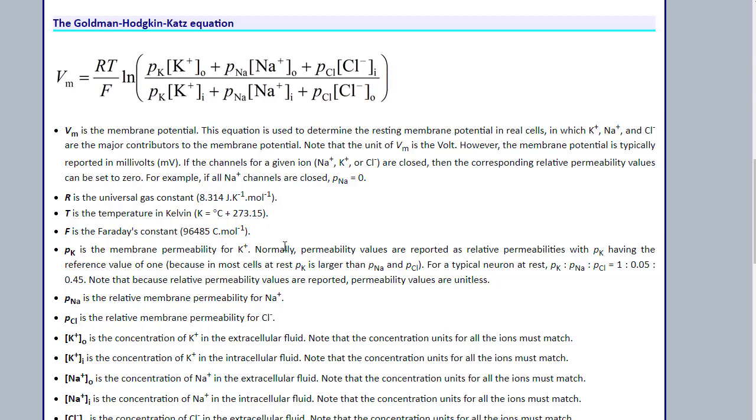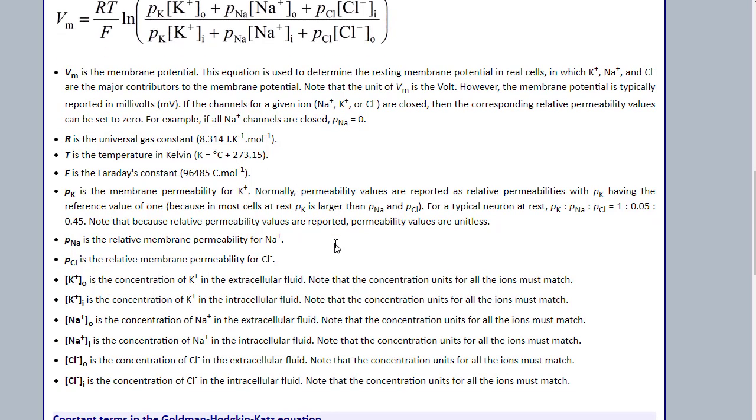Obviously, the concentrations of potassium, sodium, and Cl- are being considered because these are the big ones that factor in the most to the membrane potential because they're at much higher concentrations than the other ones. Now, the P, for example, pK and pNa and pCl, is a permeability value. Like pNa is the relative membrane permeability of sodium, pCl is the relative membrane permeability for Cl-, and so on, right? And that is a relative number. It's not a constant. It can change. And of course, concentration of potassium O means concentration of potassium outside. Concentration of sodium O is concentration of sodium outside, and so on.